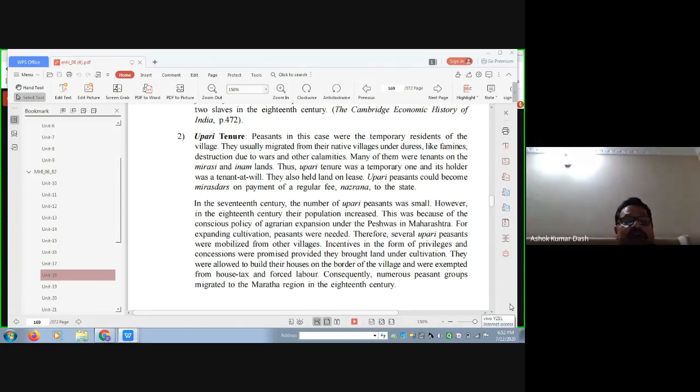This was because of the conscious policy of agrarian expansion under the Peshwas in Maharashtra. For expanding cultivation, peasants were needed. Therefore, several upari peasants were mobilized from other villages.